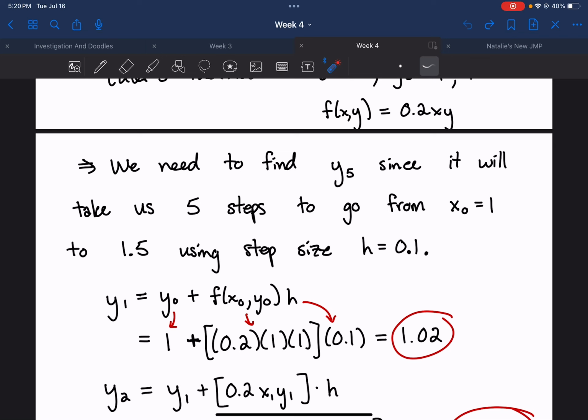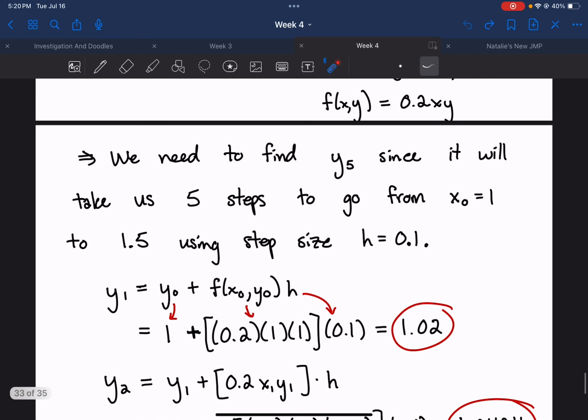Y naught is 1. F of x naught, y naught is 0.2 times x times y, so 0.2 times 1 times 1. And my step size h is 0.1. Which means my approximated value of y1 is 1.02. Okay, that's one step of Euler's method.